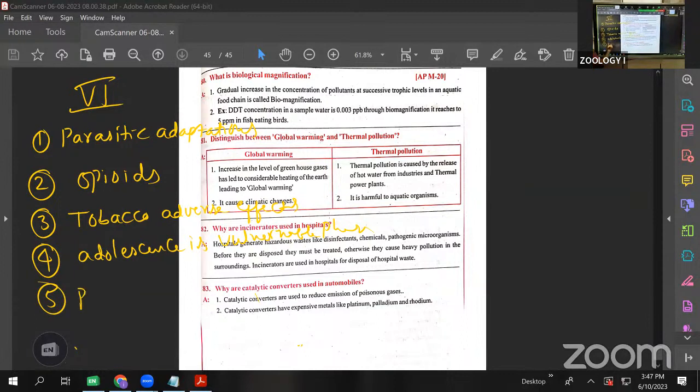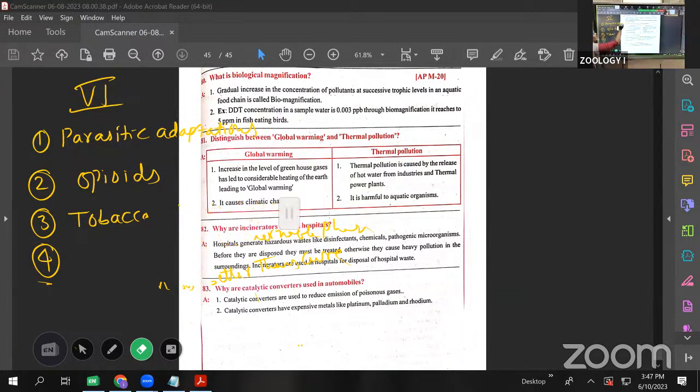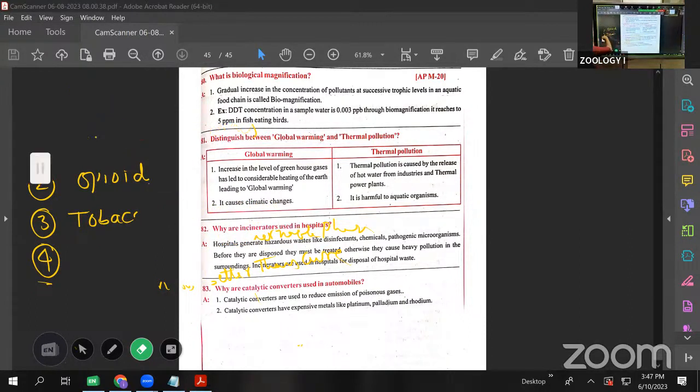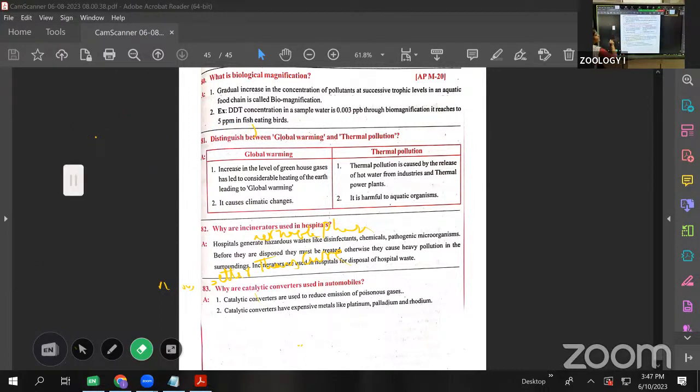Fifth one is very, very important: prevention is better than cure. These are the important ones from the sixth lesson. Next, the seventh lesson. Three diagrams are there, and compulsorily one will come, 100%. If you practice these three diagrams for SAQ, the 4 marks are within your hand.